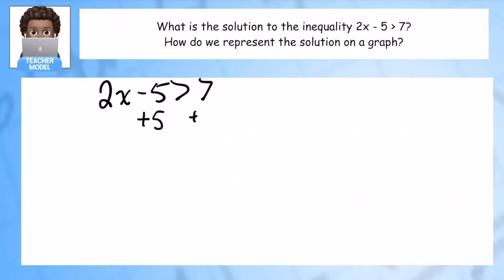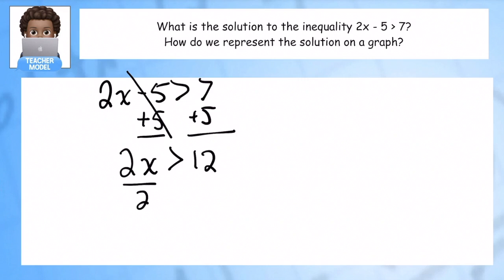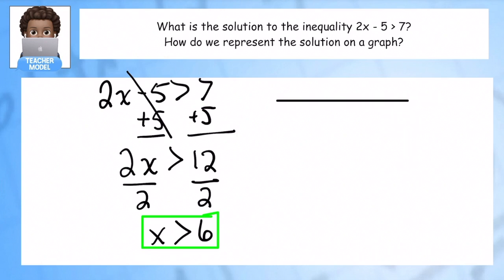We're going to create our zero pair and retain balance on both sides. So I have 2x is greater than 12, and I'm going to isolate my variable. X is greater than 6. So here's my solution. Let's graph it. And we're going to use the number 6 over here. So because it's greater than 6, I'm going to have an open circle, and I want all the values to the right of 6.